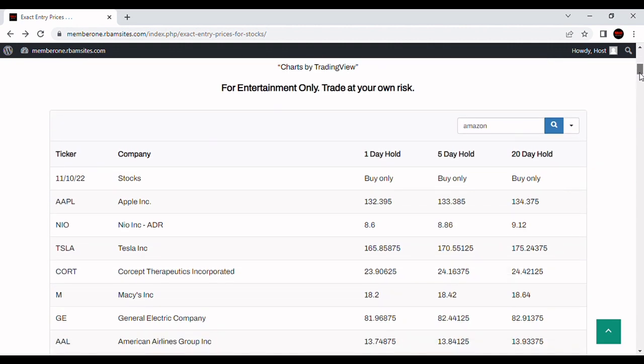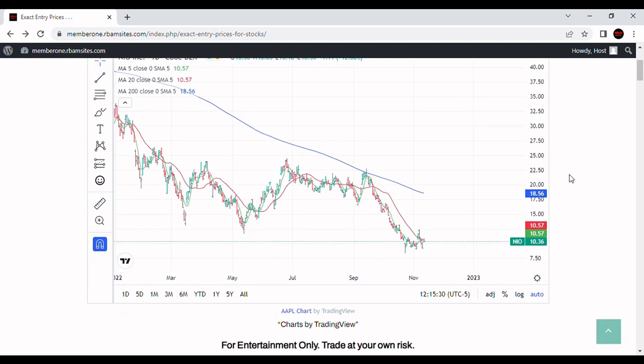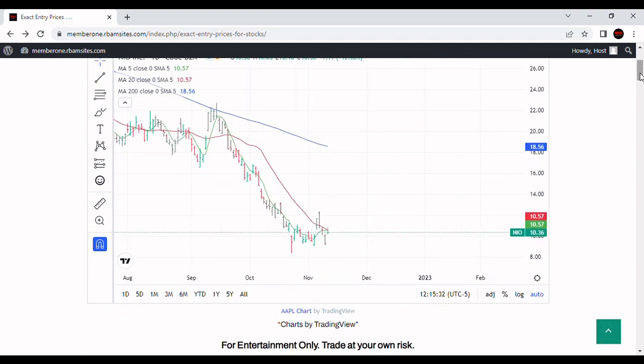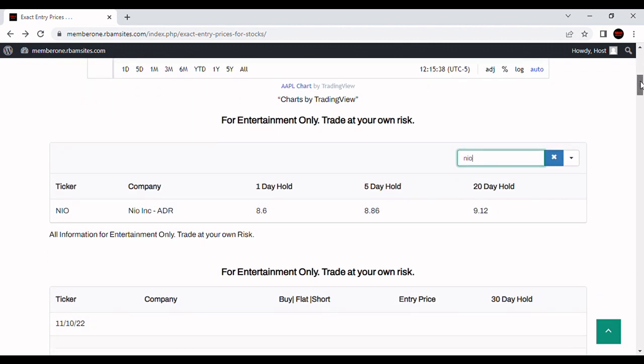Let's take a look and see what NIO looks like to RBAM Research today. We do cover it, and it is $8.60 on a one-day hold, $8.86 on a 5-day hold, and $9.12 on a 20-day hold. That's all buys across the board. Let's see what they're doing with this stock today. Could you have gotten in at those prices? Looks like you could not have gotten in at any of those prices. It's got the direction right for buys, but it's above all of those. The prices did not trade through these lower buy prices.